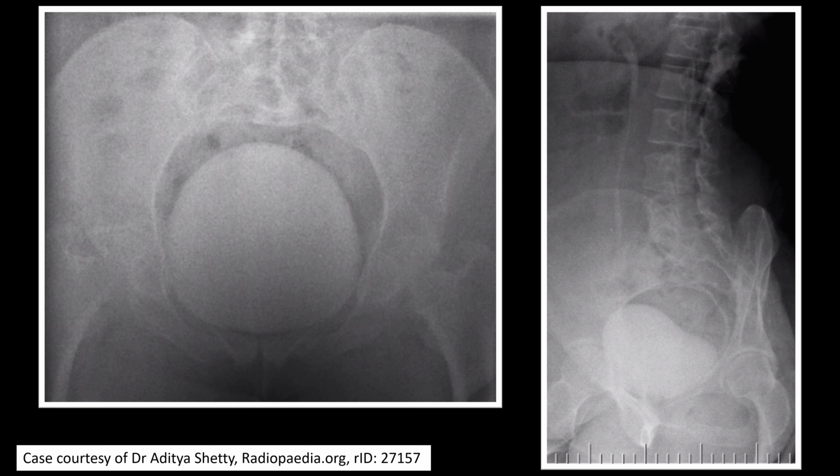This is the image of pelvic region showing the urinary bladder. This is the lateral view. Lateral view is taken to confirm the position of pathological structure like renal stone.